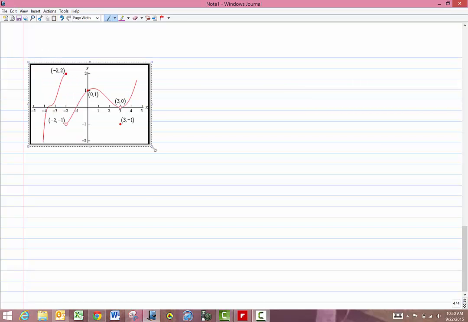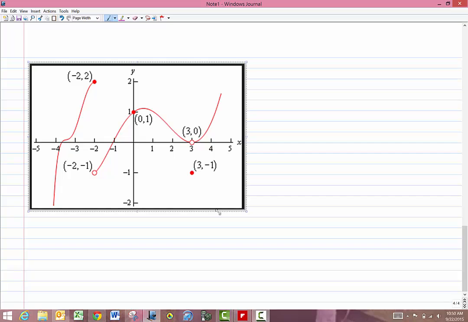Okay. So let's consider this other idea. All right, we have a nice fluid graph here. It could be any function. And I want you to think about all the points of discontinuity that you see here, and justify why they are points of discontinuity. Okay, pause, think about it, write it down, and when you're finished, press play.